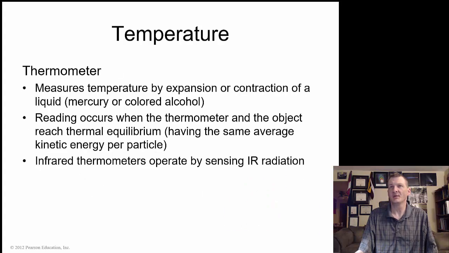So the thermometer measures temperature by expansion or contraction of a liquid. This is usually either mercury or colored alcohol. And the reading occurs when the thermometer and the object reach thermal equilibrium, meaning they have the same average kinetic energy per particle. Remember that kinetic energy is energy in motion. And infrared thermometers operate by sensing infrared radiation.